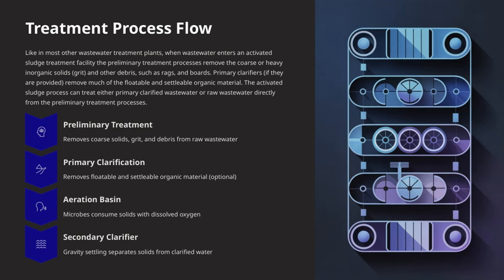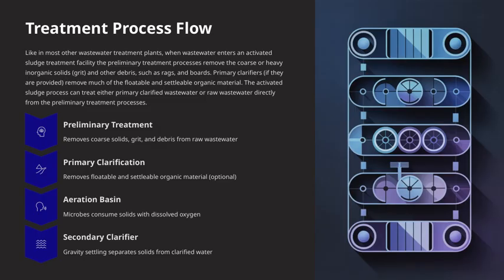Next, we have primary clarification. This step is sometimes optional but very effective. It helps remove the floatable and settleable organic materials, things like oils, grease, and other materials that can float or settle out easily. If primary clarifiers are used, they significantly reduce the load on the subsequent biological treatment stages.